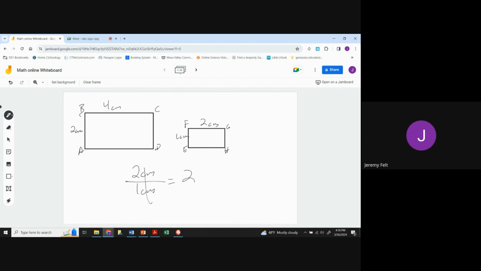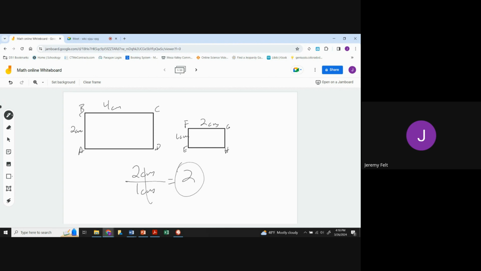Obviously, the angles are the same. It's a rectangle, so all of these are right angles. So we could draw it in if we wanted to. So to get from 4 to 2, we got to divide by 2 or multiply by 1/2. To get from the smaller one to the larger one, we got to multiply by 2.